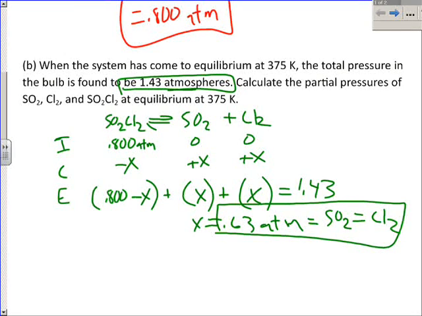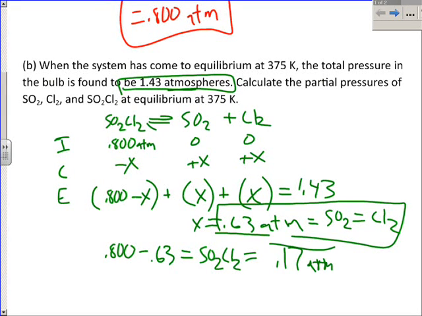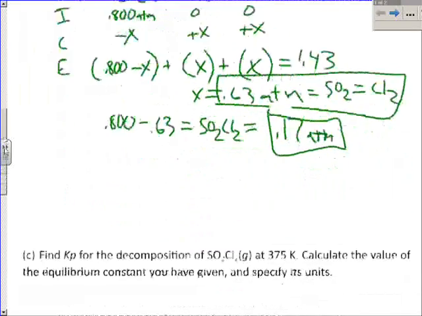All we really need to do is take 0.800 and subtract x in order to determine what the pressure of our remaining substance is. So that would actually give us what the SO2Cl2 pressure was. So what will be left here is going to end up being 0.17. Oops. Let me write that correctly. 0.17 atm. So that would answer part B. Those are our three partial pressures at equilibrium.